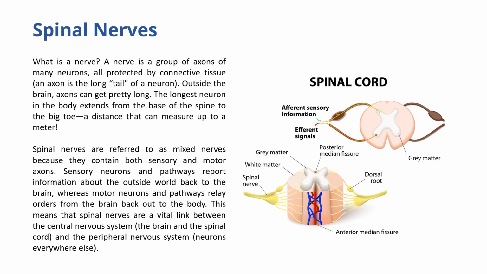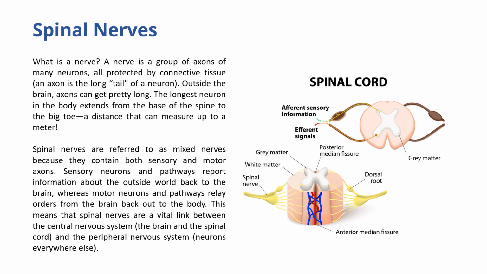So, what is a nerve? Well, a nerve is a group of axons of many neurons, all protected by connective tissue. An axon is the long tail of a neuron. Outside the brain, axons can get pretty long. The longest neuron in the body extends from the base of the spine to the big toe, a distance that can measure up to a meter.